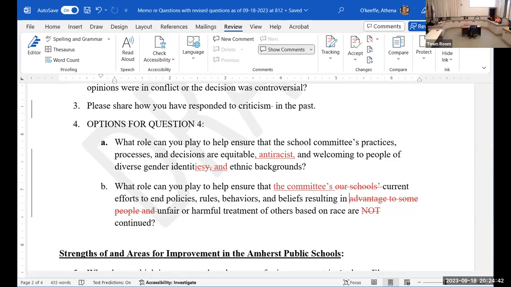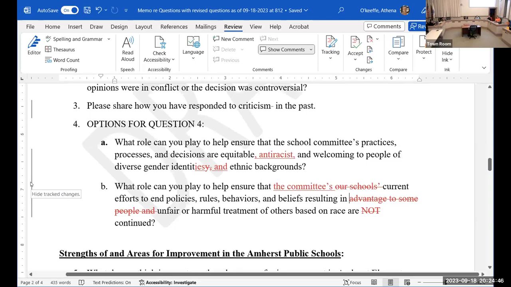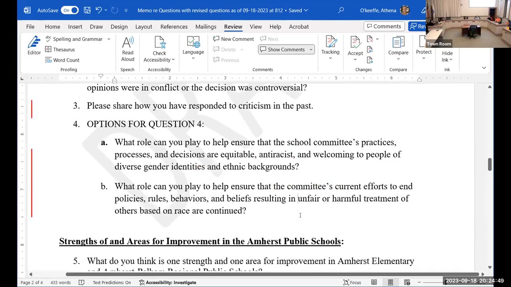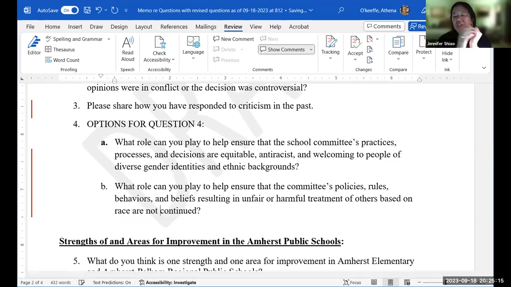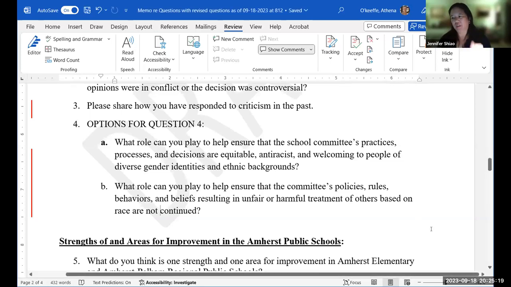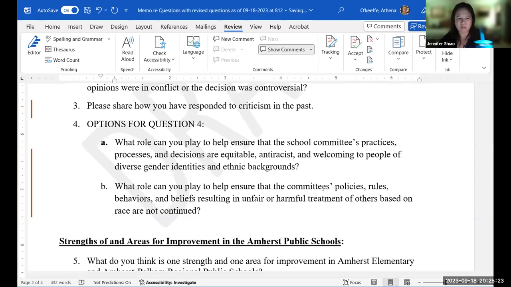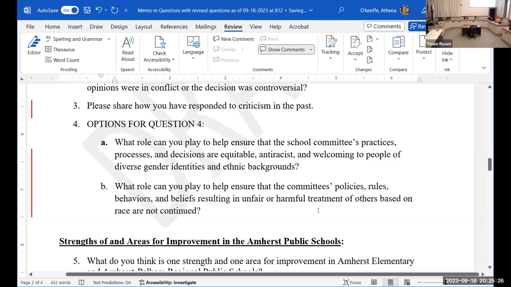What role can you play to help ensure that the committee's, maybe we don't need the word current efforts, maybe we should just say committee's policies, rules and behaviors and beliefs. Now, what role can you play? Then it would be are not. Anna? Are not. You need to add the not back in. Yeah. And sorry, could committees be S apostrophe? Because it's plural committees. Thank you. What role can you play to help ensure that the committee's policies, rules, behaviors, and beliefs resulting in unfair or harmful treatment of others based on race are not continued?